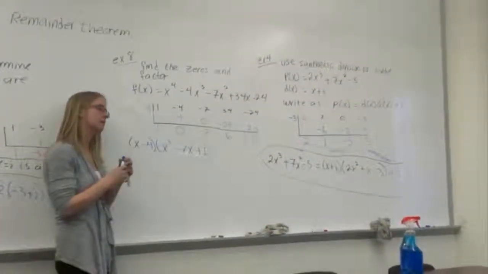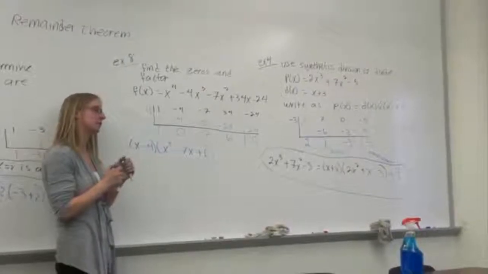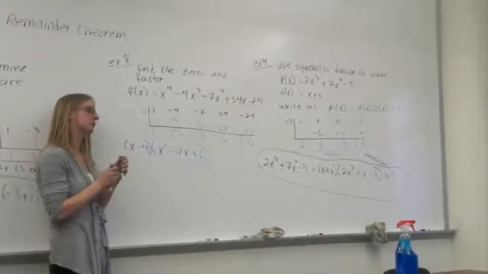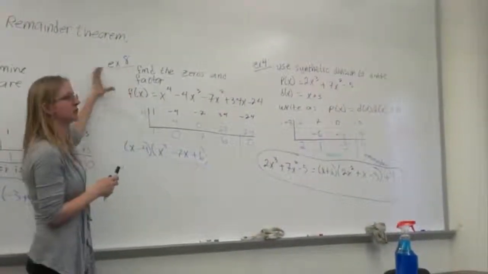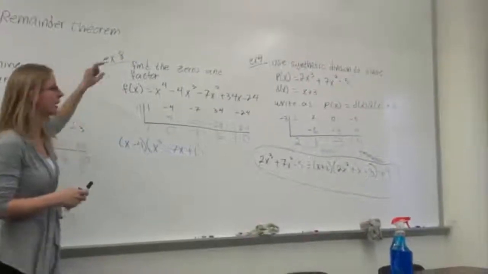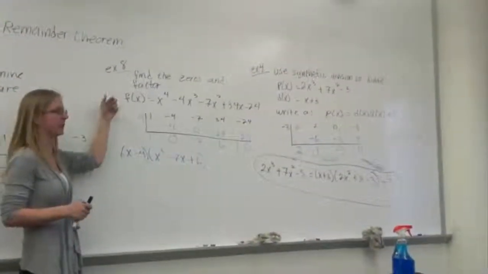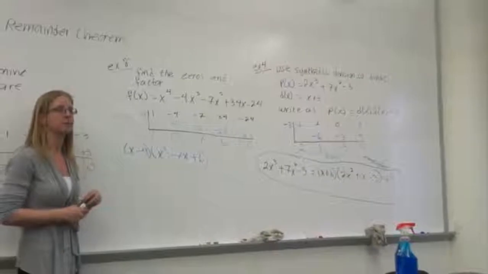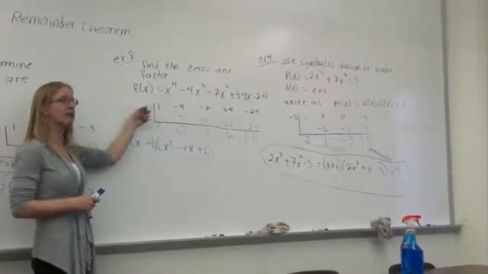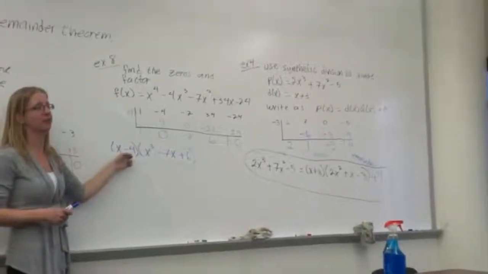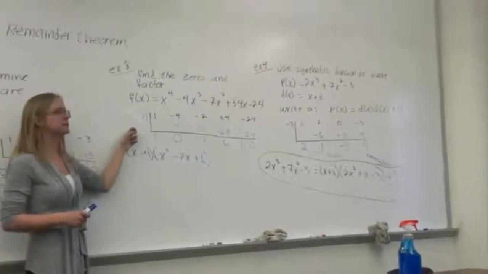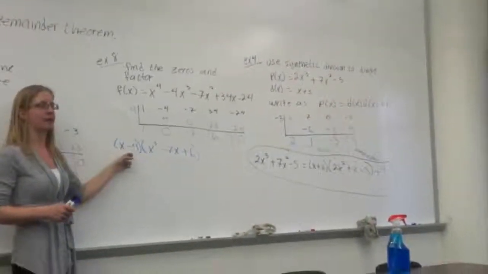But before you just had us writing it as our answer, it is... Well, that's a completely different question. Read the directions, order matters. This is asking me to factor. Because 4 is a 0, x minus 4 is a factor.